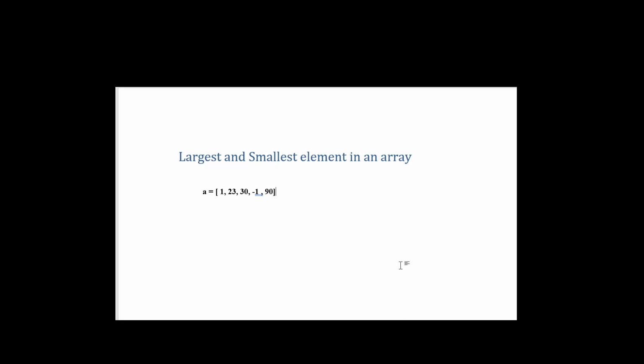Today I am going to solve the problem that is we have to find the largest and smallest element in an array. Here you can see array consists of elements 1, 23, 30, minus 1 and 90. Here the smallest element is minus 1 and the largest is 90.